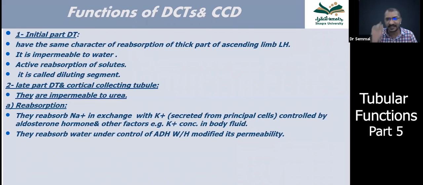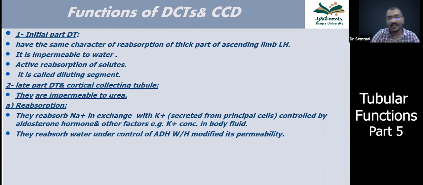Now coming to the distal convoluted tubule and collecting duct. This is very interesting because the initial part of the distal tubule has the same character of reabsorption as the thick part of the ascending limb of the loop of Henle. It is impermeable to water. Active reabsorption of solutes will happen here. It is called the diluting segment.